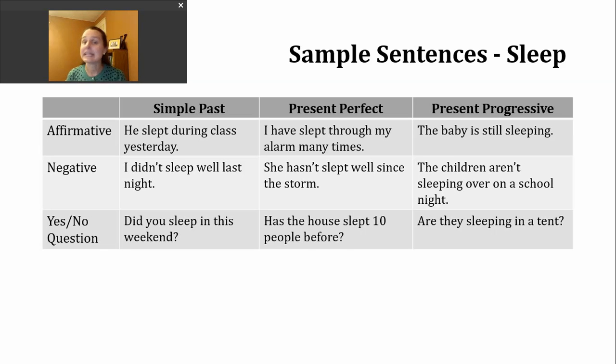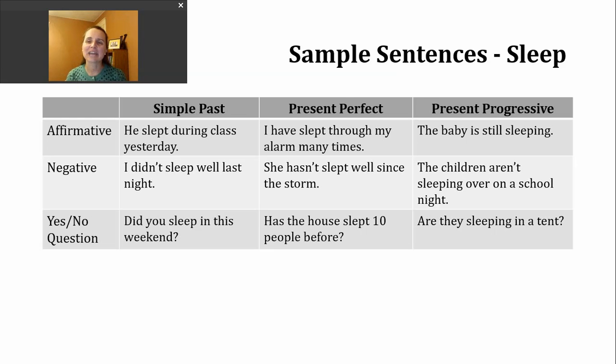If I want to make a yes or no question in the present perfect, I'm going to start my sentence with have or has, then I'll have my subject, and then the participle form of the verb. Here's an example. Has the house slept 10 people before? So the meaning here of sleep in this particular sentence goes back to the second definition I mentioned of it earlier, providing enough space for 10 people to sleep.